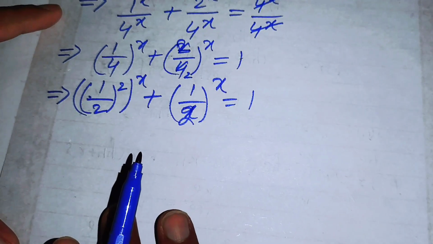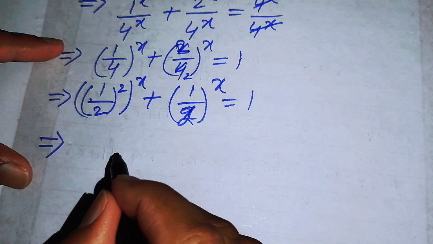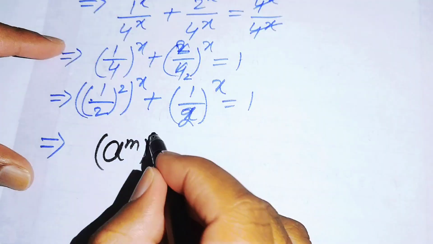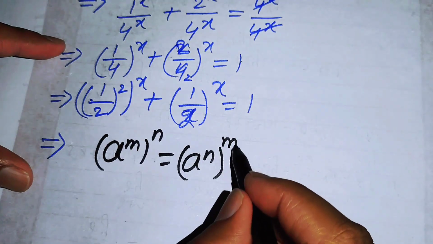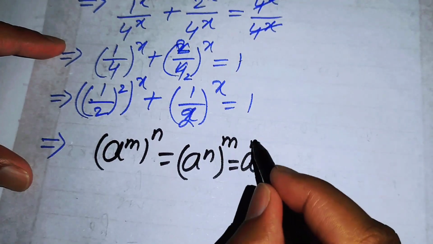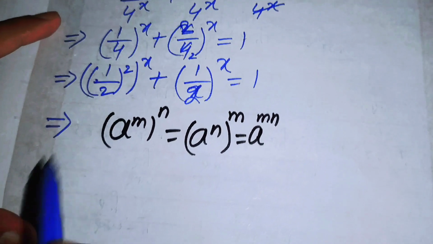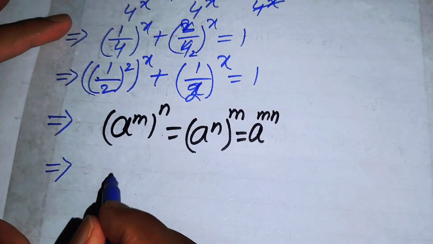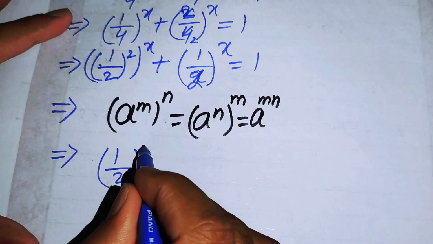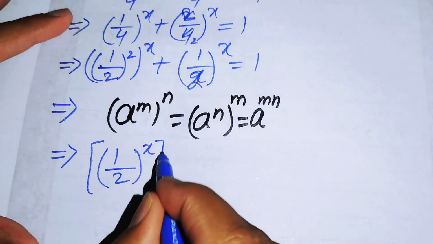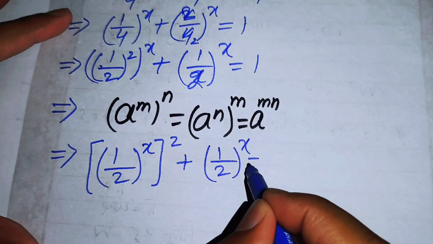Now we can apply the famous exponential law, and you know that if we have a to the power of m to the power of n, we can just interchange these exponents, and it becomes a to the power of n times m is equal to a to the power of m times n. So we can apply this exponential law in this term, and we just interchange these exponents and we obtain 1 over 2 to the power of x and its whole square, plus 1 over 2 to the power of x is equal to 1.